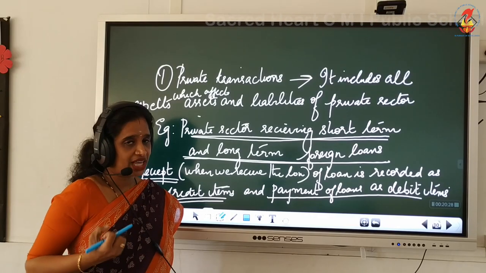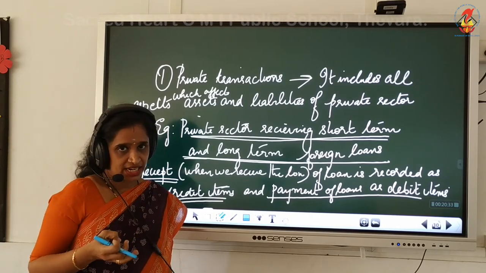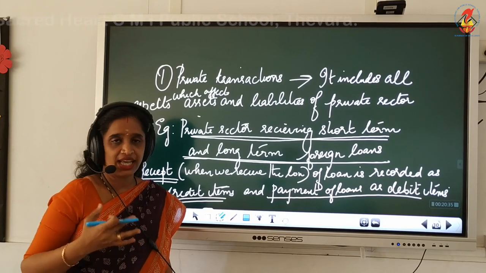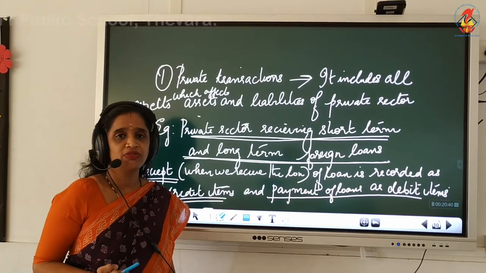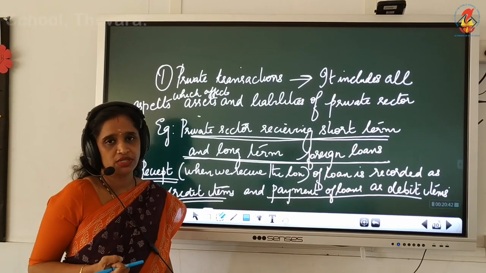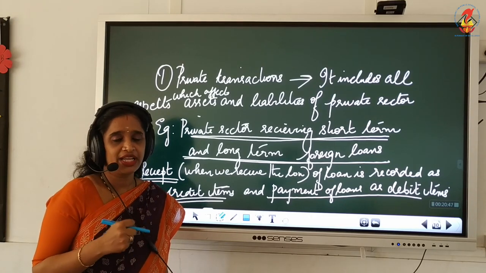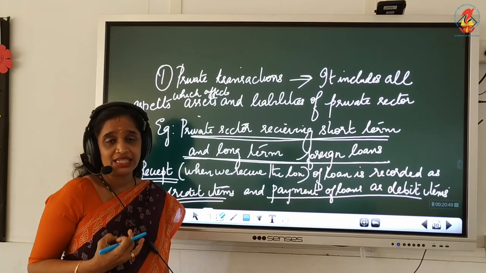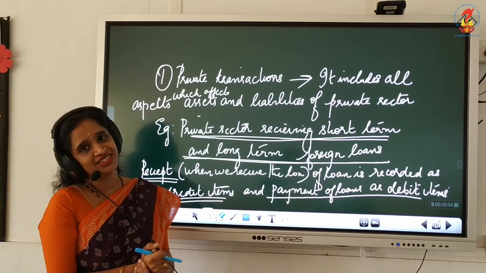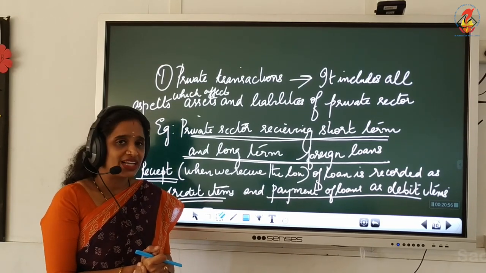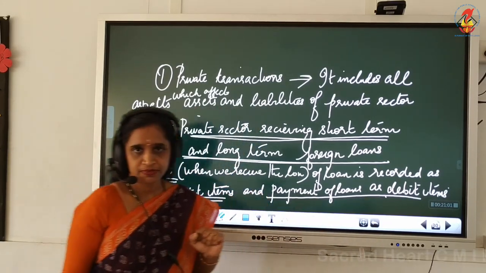So every private sector will have certain transactions that can affect their assets and liabilities. For example, when the private sector receives foreign loans, it is a receipt. It can be added on the asset side, that is the credit side. But when they have to repay it in the future with a rate of interest, money is going out as interest also. Therefore, it will be recorded as a debit item.